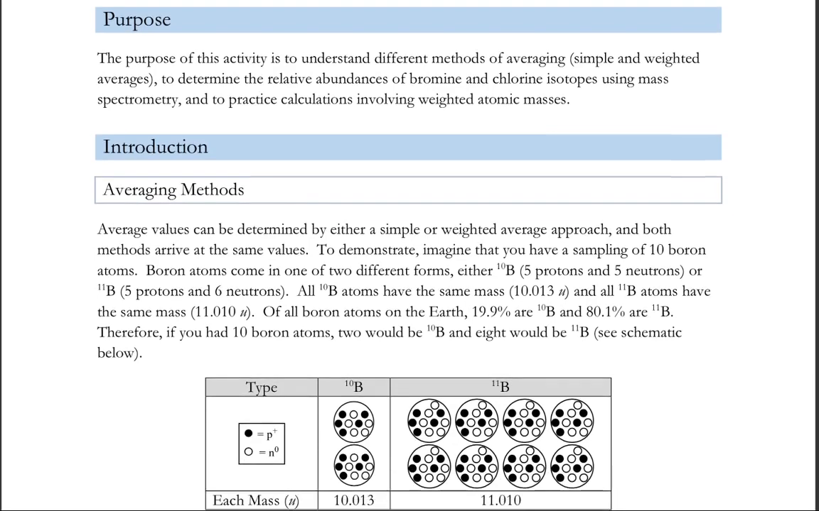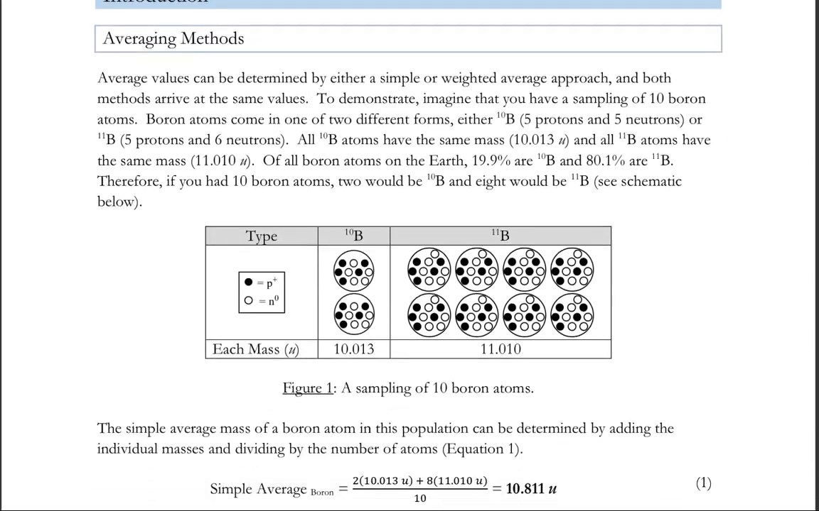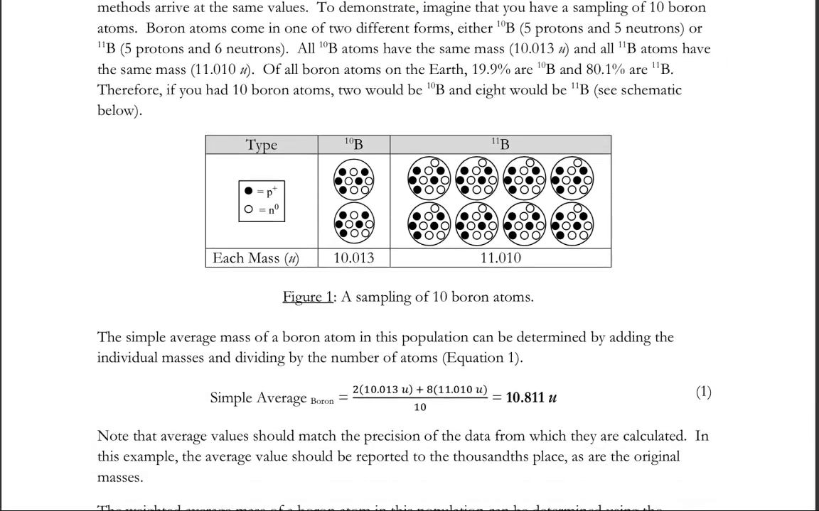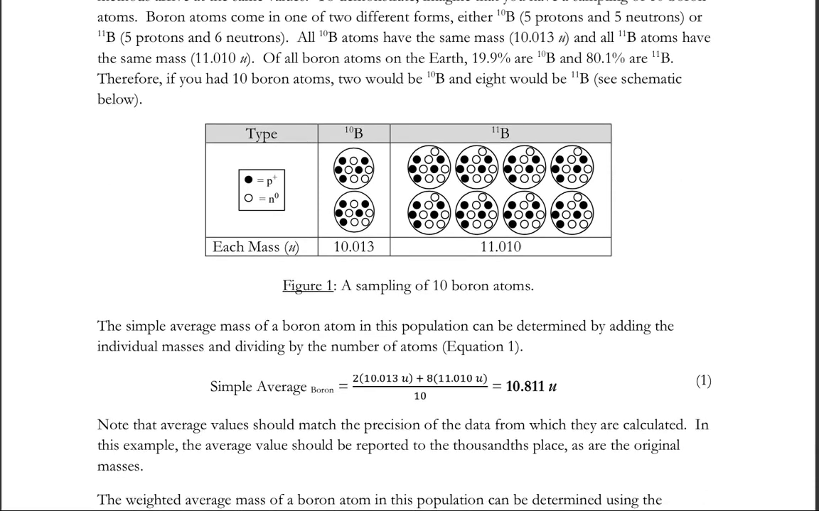So, averaging. In the beginning here, we have boron, which we are told, of course, has 5 protons. Remember, all atoms of boron would have to have 5 protons because boron has an atomic number of 5. We see that on the periodic table. It comes as 2 isotopes, boron 10 and boron 11. The difference between those two is 1 more neutron in boron 11.